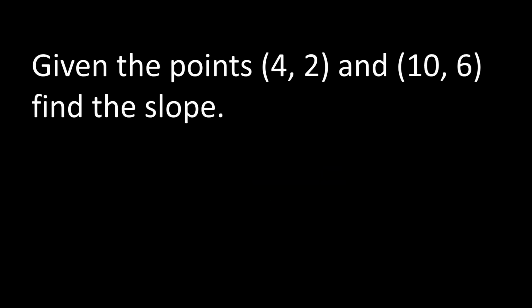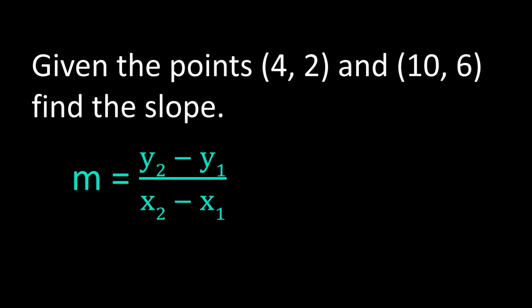When I'm given the points such as 4, 2, and 10, 6, and I need to find the slope, I can use the formula slope equals y2 minus y1 over x2 minus x1. The first thing that I recommend that you do is label which of the points is going to be your x1 and y1 and which will be your x2 and y2. It doesn't really matter which one you choose to be x1 and y1. So in this example, I'm going to let the first point, the 4, 2, be x1 and y1, and I'll let 10, 6 be x2 and y2.